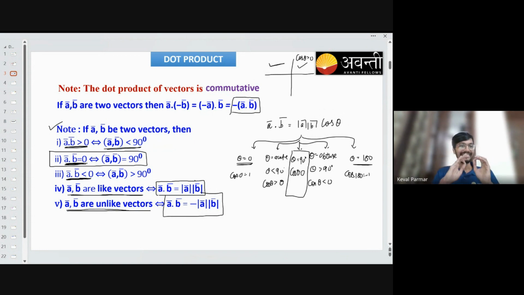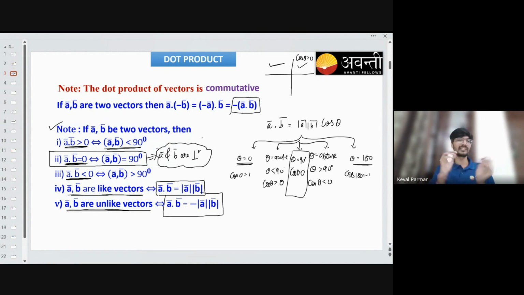So if theta is 90, what does this mean? It means A bar and B bar are perpendicular. So if A bar and B bar are perpendicular, that means theta is 90 degree. And if theta is 90 degree, that means cos theta is 0. That means A bar dot B bar is 0. So these 5 cases are very important for angles questions.